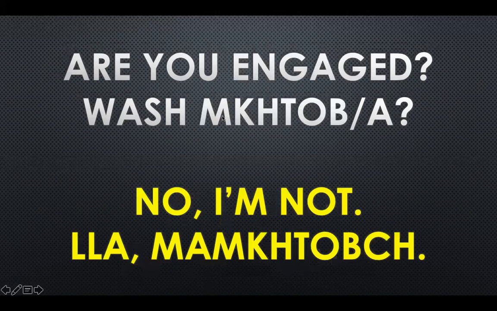For example, if someone asks you واش مخطوب or واش مخطوبة, are you engaged? By now you would know the A is for girls. واش مخطوبة, لا ما مخطوباش. This is the خ sound. ما مخطوبش or ما مخطوباش. So we added ma in the beginning and sh in the end. ما مخطوبش, or ما مخطوباش if you are a girl.